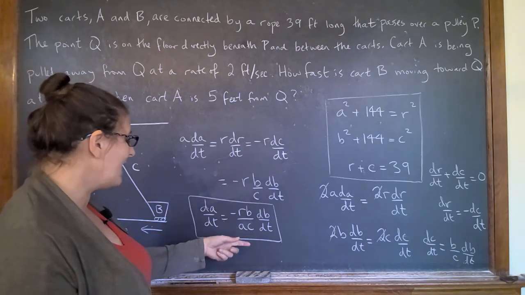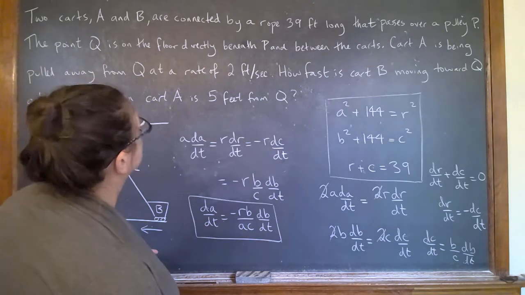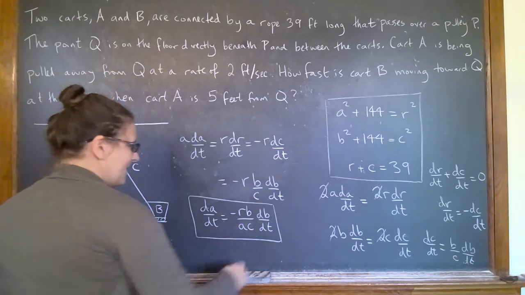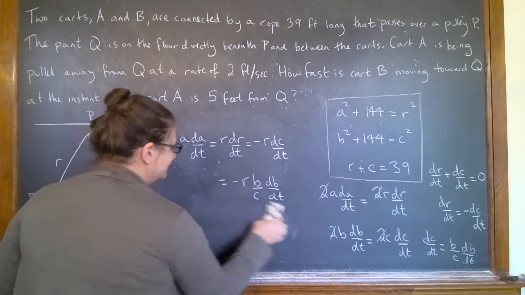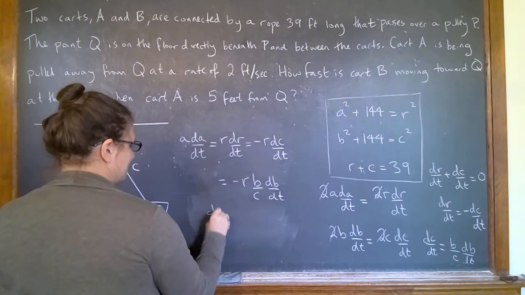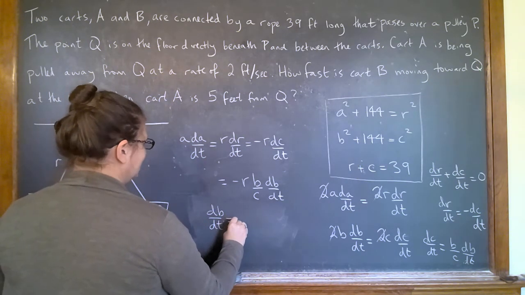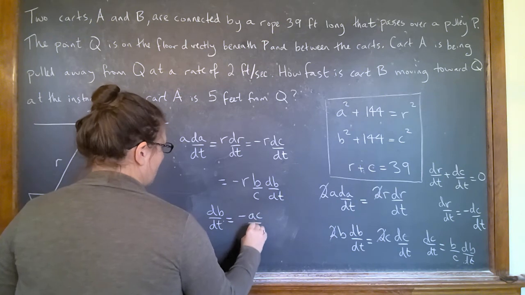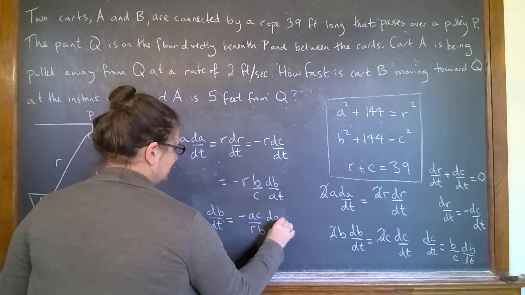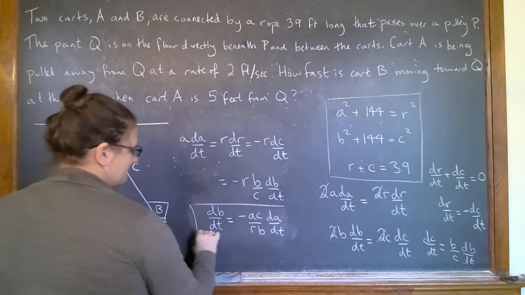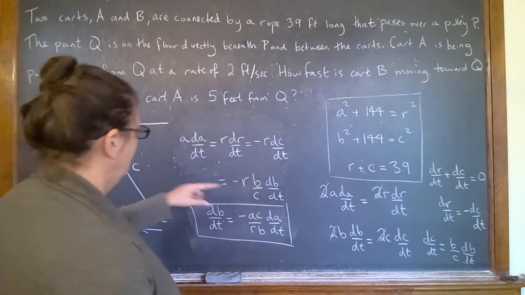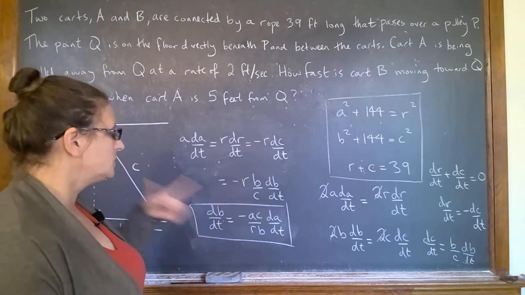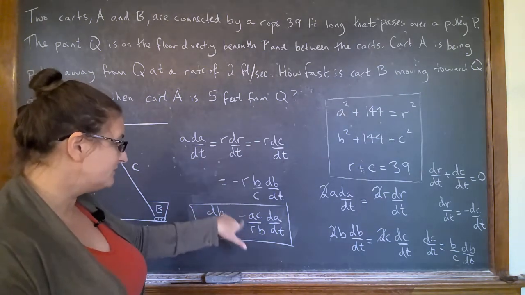Okay, so now that we have the relationship we want, I went the other way, right? Given this, I want that. So let me rewrite that. dB/dt is going to be minus AC over RB dA/dt. Okay, so now we have this, we want to plug everything in. So we still have to figure out what all these values are.